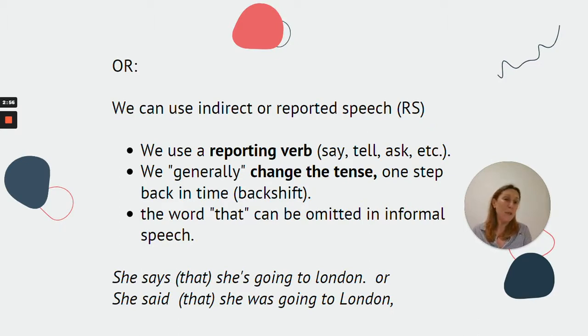Now, sometimes backshifting is not necessary, as we have explained in the introduction. The word that can be omitted in informal speech. So we may say, she says she's going to London, or she says that she's going to London, or she said that she was going to London, or she said she was going to London, depending on the situation.